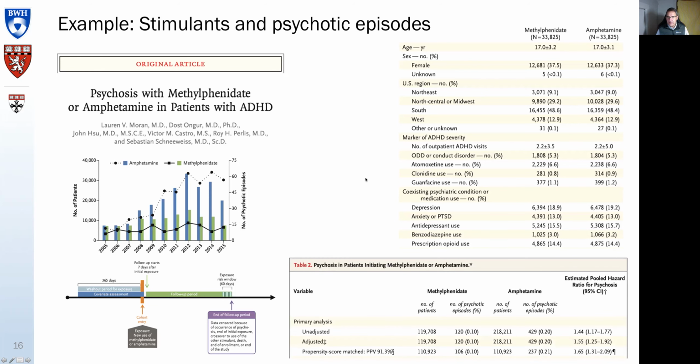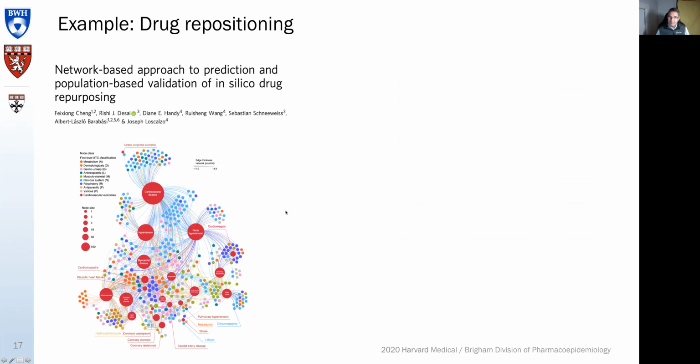And then, of course, you estimate treatment effects. Here you get a hazard ratio of a 40% or 55% increase after adjustment, or 65% after propensity score matching. So this is a typical process and an example and findings of a real-world evidence study where we might not ever actually have randomized evidence on the relationship between stimulants and psychotic events.